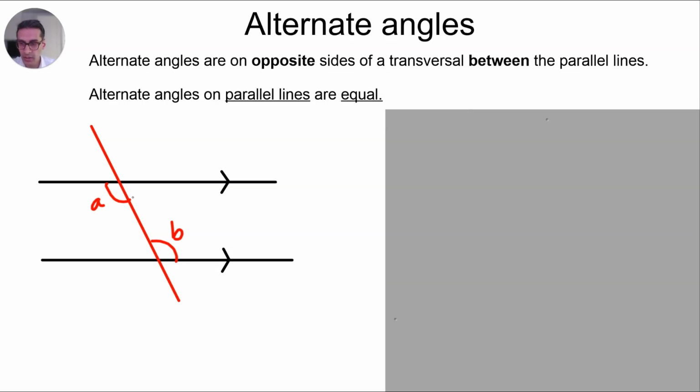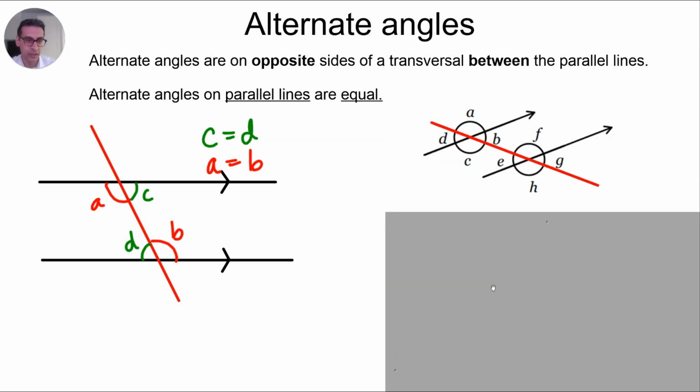So you might notice there's another pair that we can make here. So you've got pair C and D. So C is equal to D, and we can also say A is equal to B. So opposite sides of the transversal and in between the parallel lines. These are all the alternate angles that exist in this diagram. So look at a quick example here.